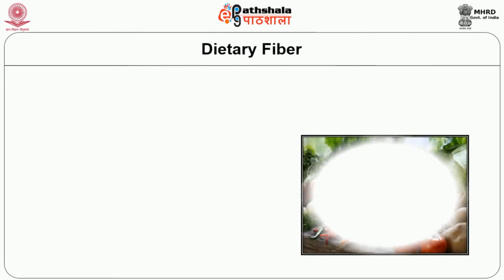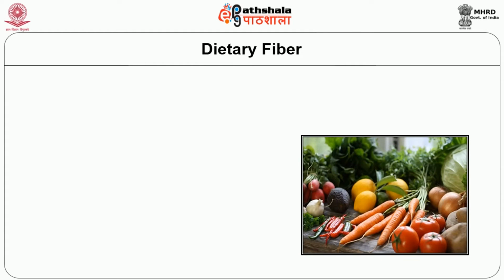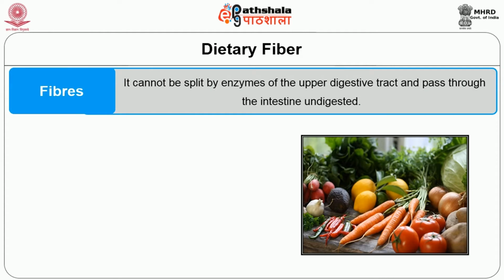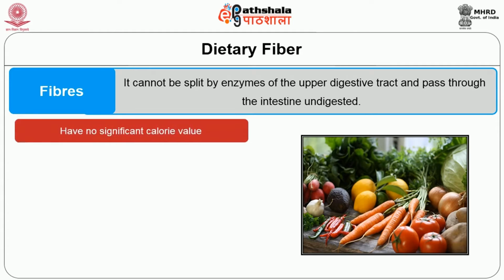So here you will see these are all the dietary fiber, which is a non-digestible food in our body, and that can function as a substrate or a food for the probiotics. You will see here carrots, tomatoes, all the raw fruits and vegetables. Fibers cannot be split by enzymes of the upper digestive tract and pass through the intestine undigested. Therefore, they have no significant calorific value.